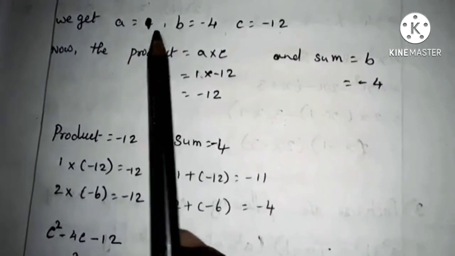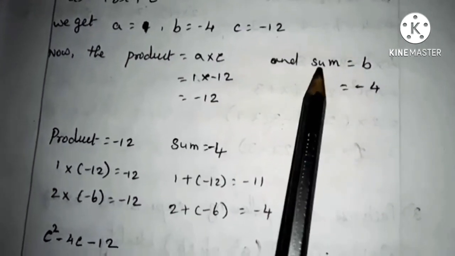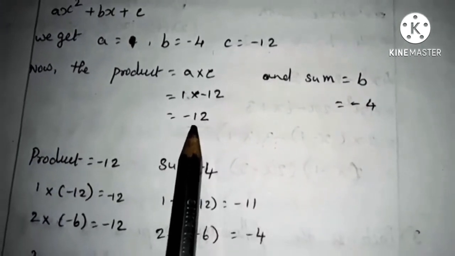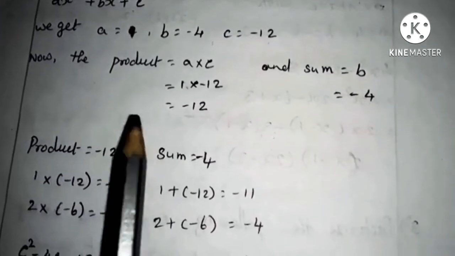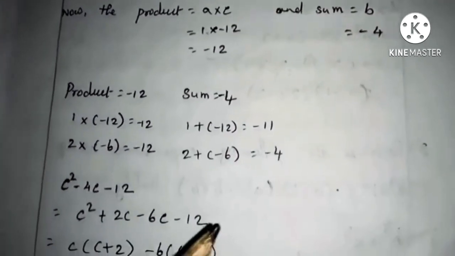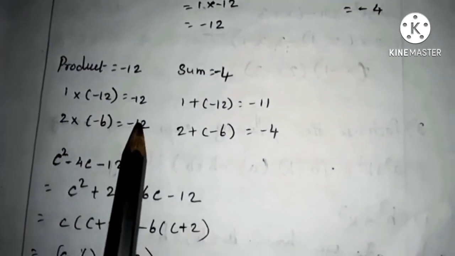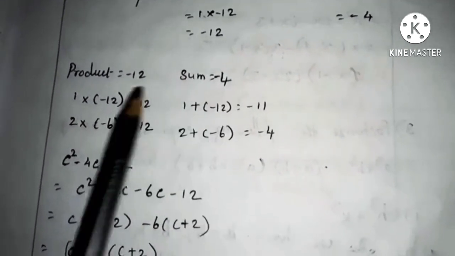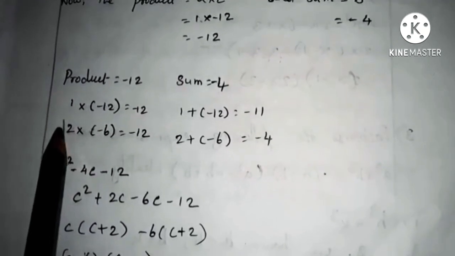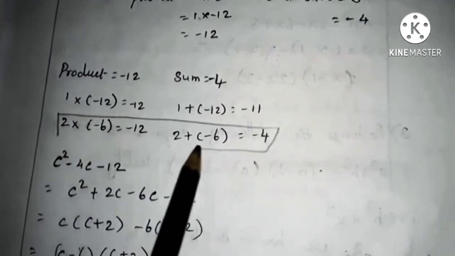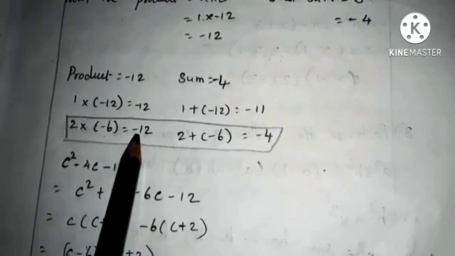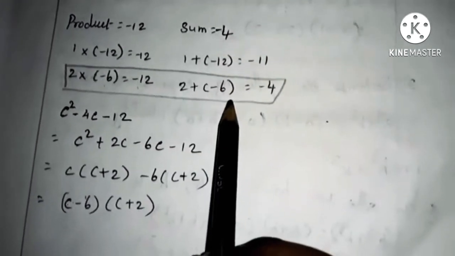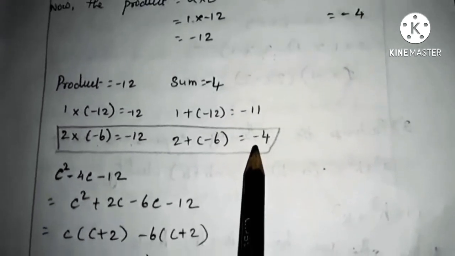That is, product is equal to 1 into minus 12, that is minus 12, and sum is equal to minus 4. Now we are going to split this minus 12 into two factors. When we multiply those two factors, we will get the product as minus 12, and if we add the two factors, we will get the sum as minus 4. For that, we are going to take the factors 2 and minus 6. If you multiply 2 into minus 6, we will get the product as minus 12. And if you add 2 and minus 6, we will get the sum as minus 4.